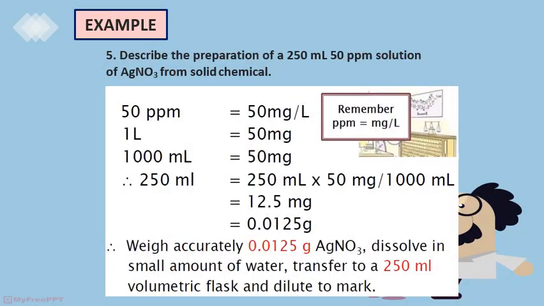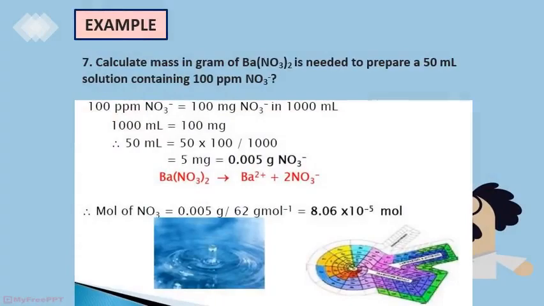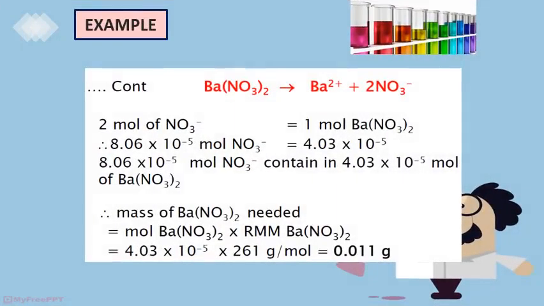Example 5, describe the preparation of 250 ml of 50 ppm solution of silver nitrate from solid chemical. So you will use this preparation. So please try it on your own. Example 6 also, make sure you try it on your own. Example 7, do it. Okay, the answer is given, so you just do it and check your answer.